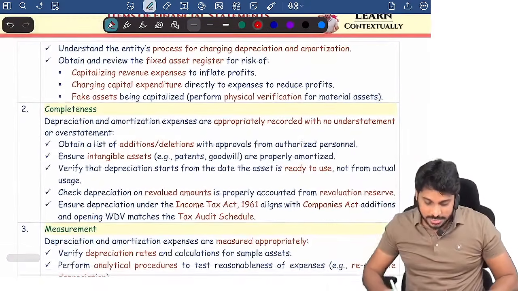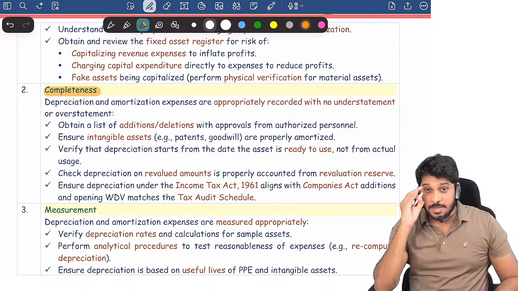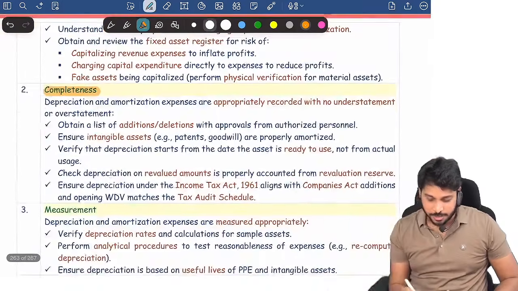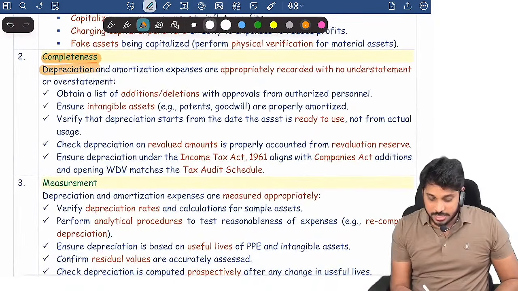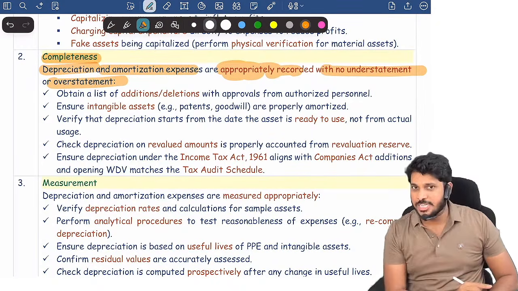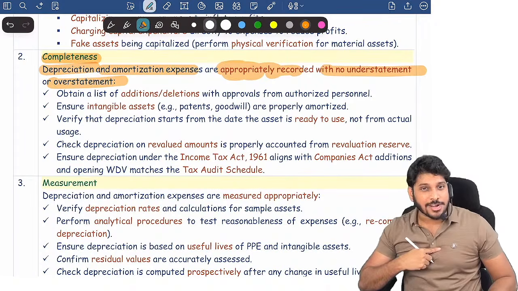Now, further we have to check whether depreciation is completely accounted. How do we need to check? See that depreciation and amortization are correctly recorded with no understatement, no overstatement. We have to ensure that depreciation is recorded on all assets. For that, what does the auditor have to focus on?